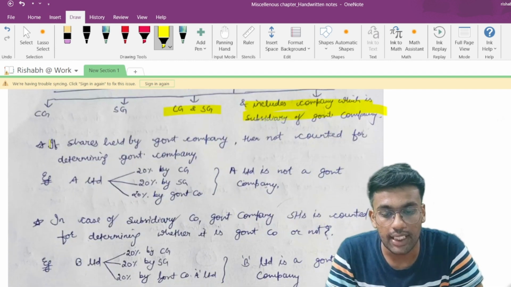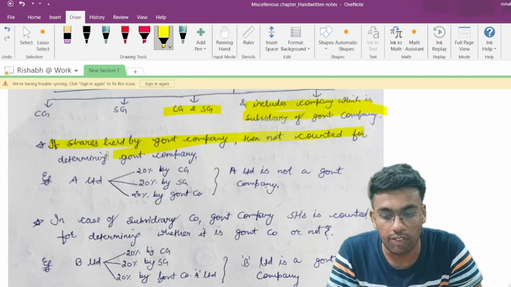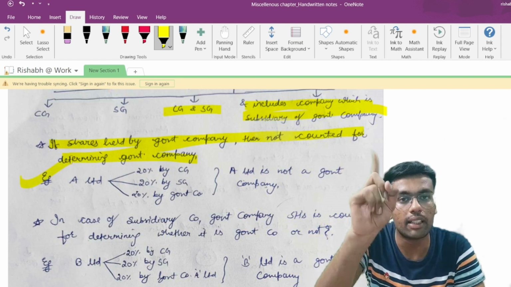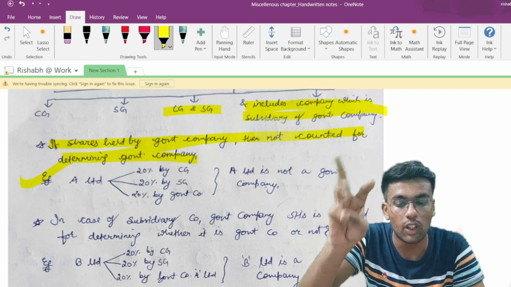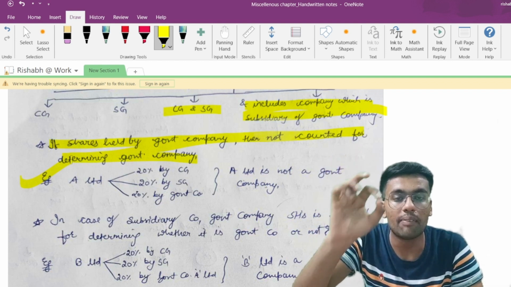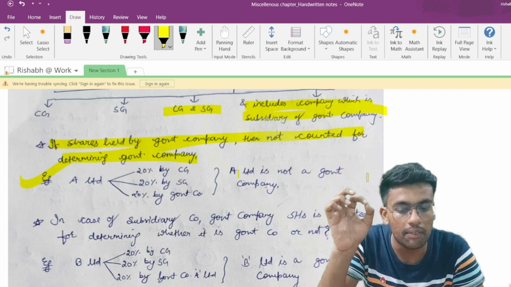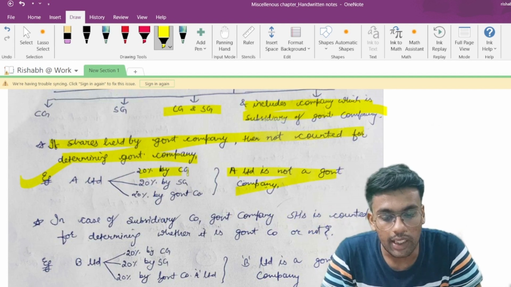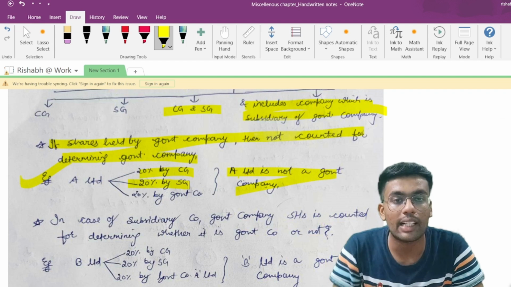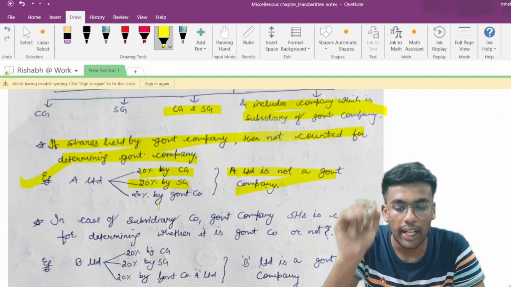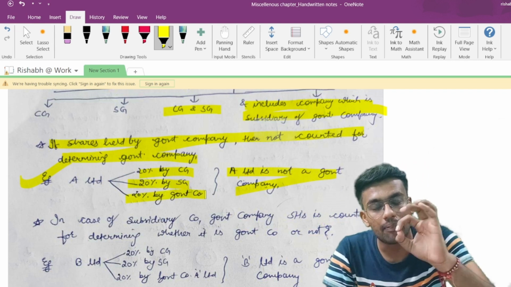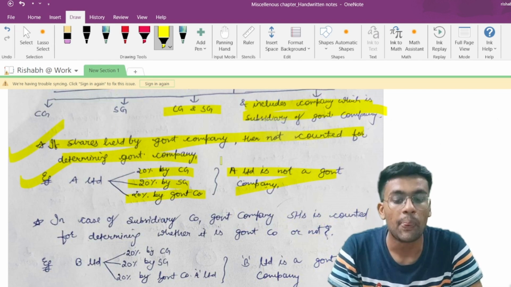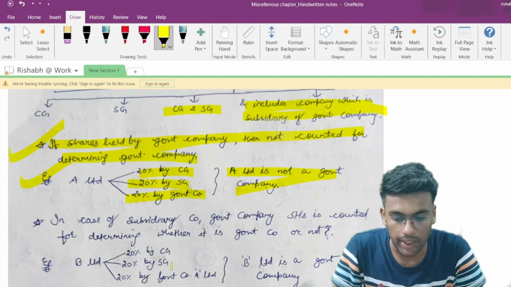For example, if shares are held by a government company, they are not counted for determining a government company. As an example, A Limited: 20% is held by central government, 20% held by state government, and 20% is held by another government company. Then in such a case, is A Limited a government company? The answer is no, because only 40% is held by either central government or state government, and 20% is held by a government company which is not a subsidiary company. This point is very relevant here. Therefore, this company is not a government company.